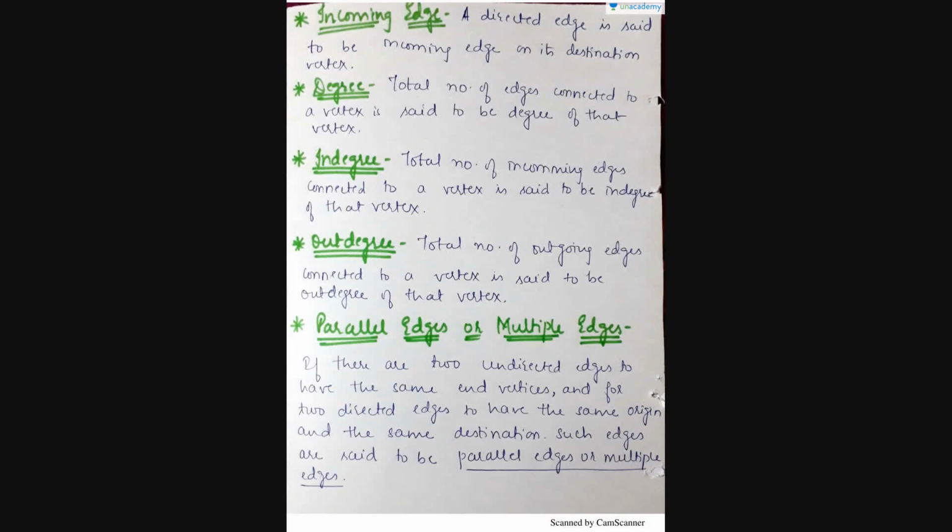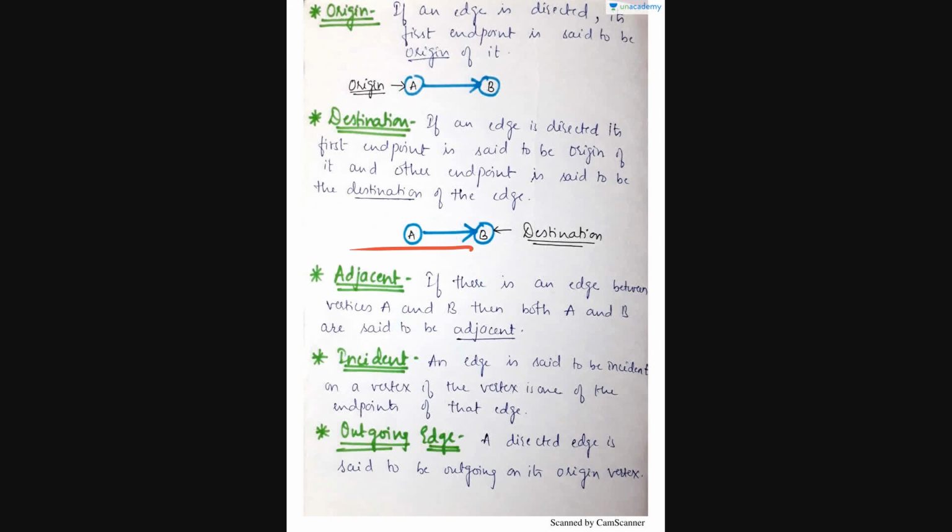Next, incoming edge. A directed edge is said to be incoming on its destination vertex. When it reaches the particular destination like this, then that is nothing but an incoming edge. Now suppose here it is reaching like this, it is going over here, so this is nothing but the destination edge.